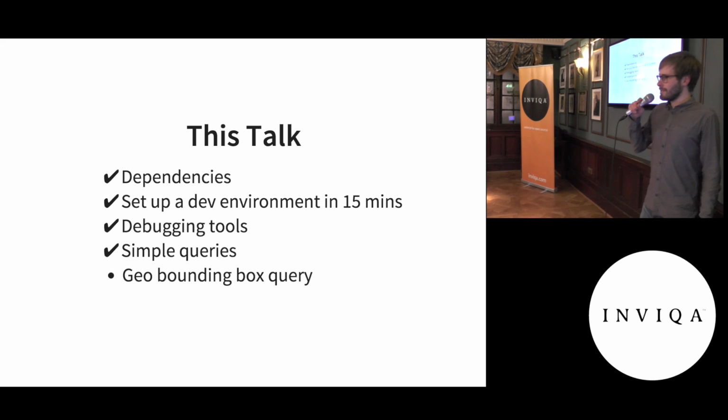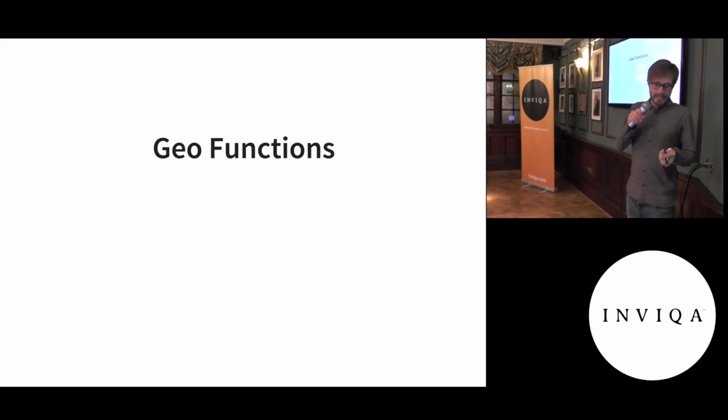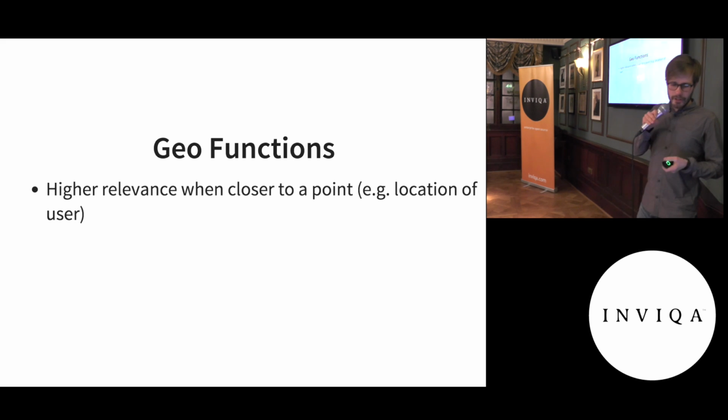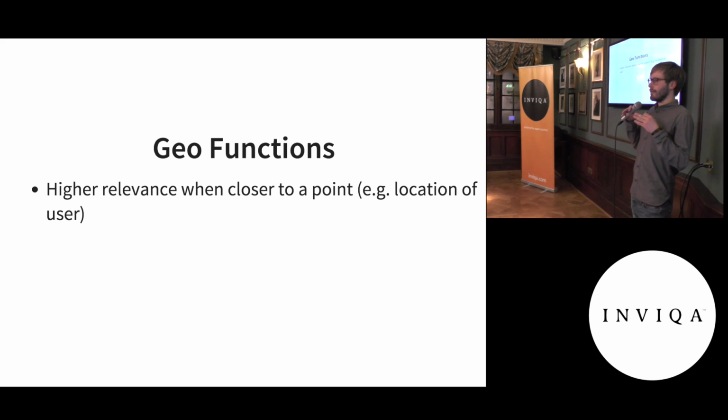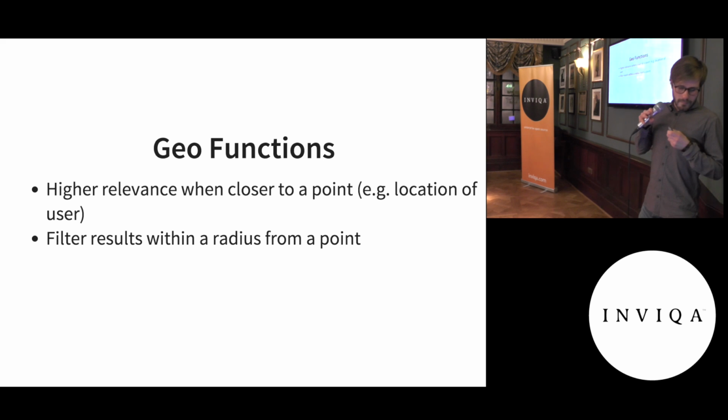So far, the simple queries. And next, the geo bound and box queries. Geo functions, there's three options in Elasticsearch. You can have higher relevancy when closer to a point. So you say, I want all the posts if they match, but if they're very close to myself, then they're more important and their score should be boosted. You can filter them within a radius by adding a must. So if they're not within 20 miles around myself, I just dismiss them.